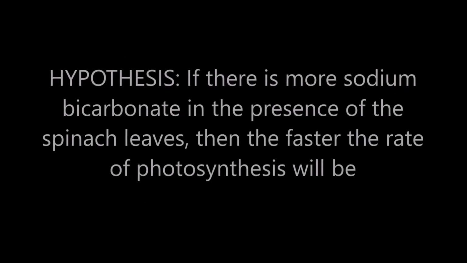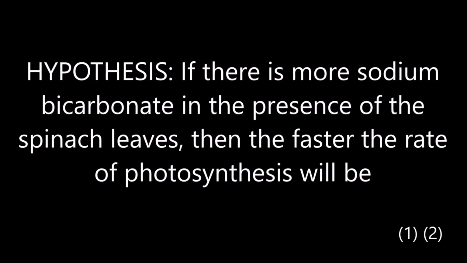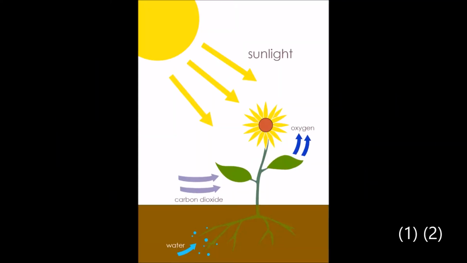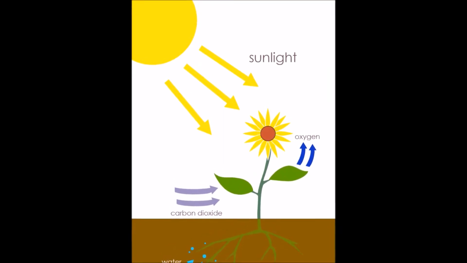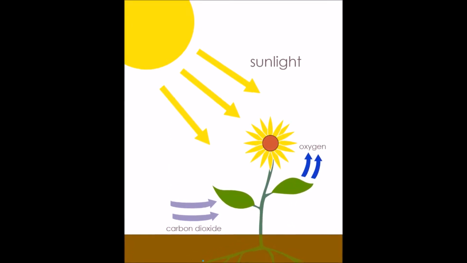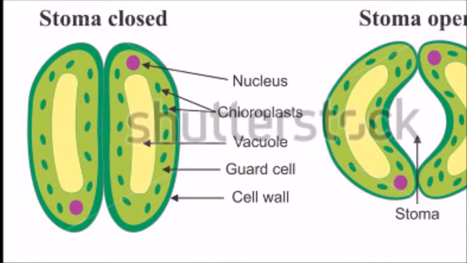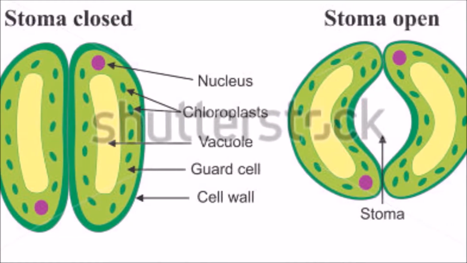If there is more sodium bicarbonate in the presence of the spinach leaves, then the faster the rate of photosynthesis will be. When there is a higher concentration of sodium bicarbonate, there will be more carbon dioxide present. This is because carbon dioxide is one of the components in sodium bicarbonate. Carbon dioxide diffuses through the stomata, and then eventually moves through the mesophyll cells into the chloroplasts.